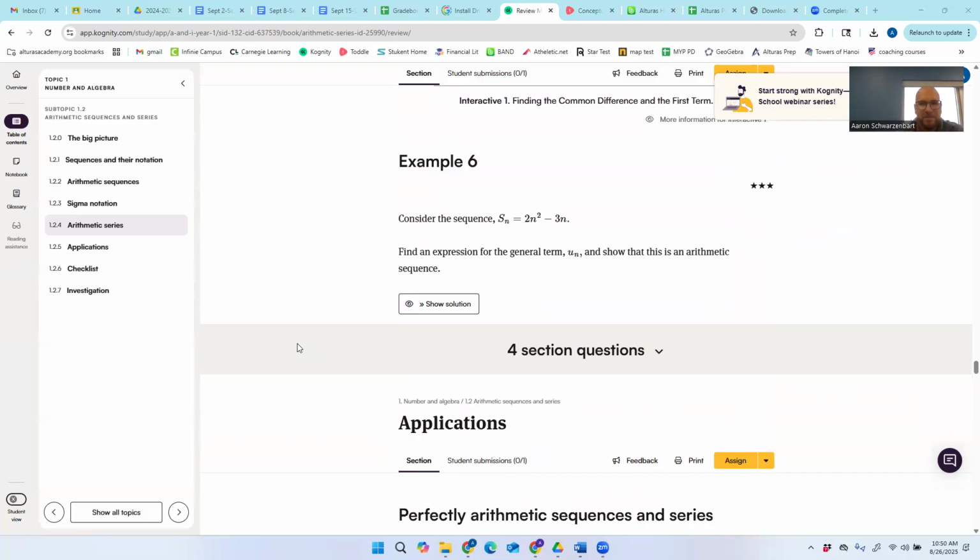So, we know that if this is an arithmetic sequence, the nth term is the sum minus the previous sum. So let's pretend it's the 10th. The 10th term would be the sum of the first 10 minus the sum of the first 9. Because the sum of the first 10 is the sum of the first 9 plus the 10th term.